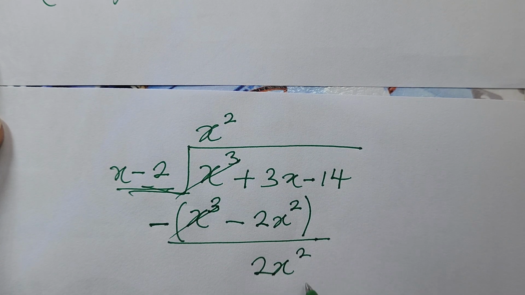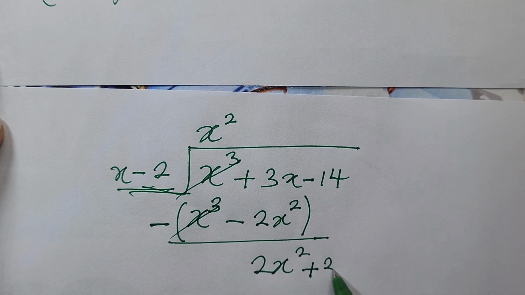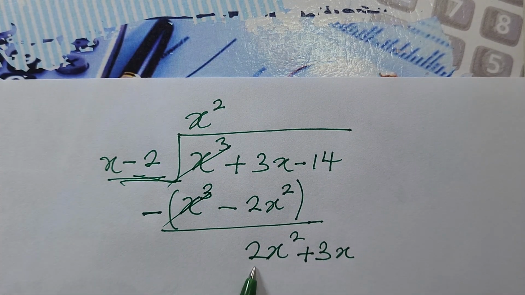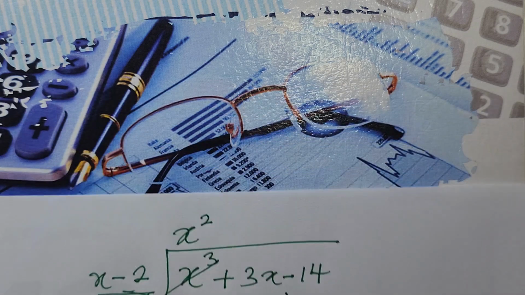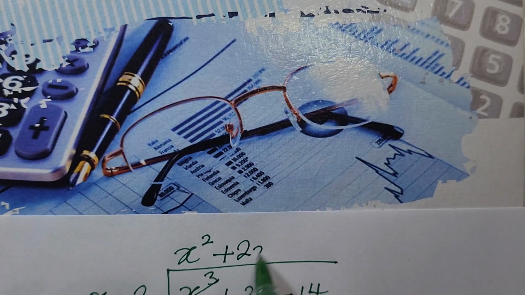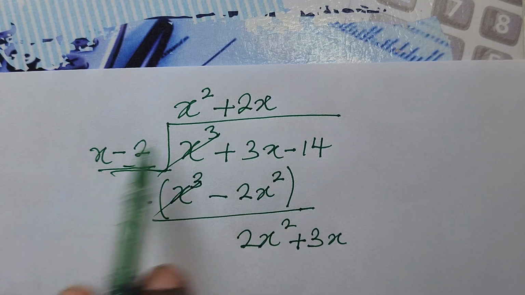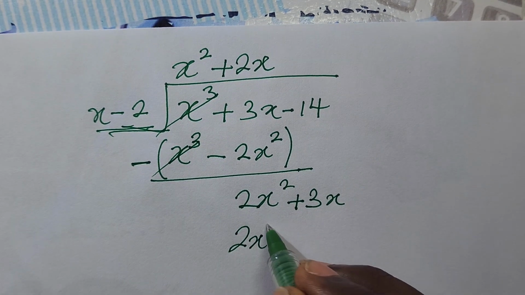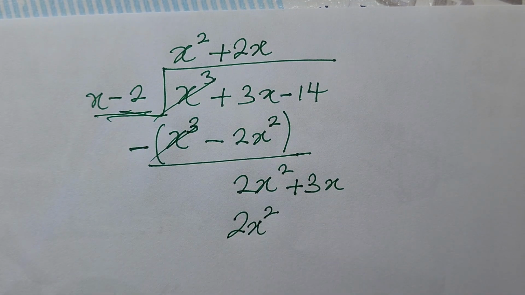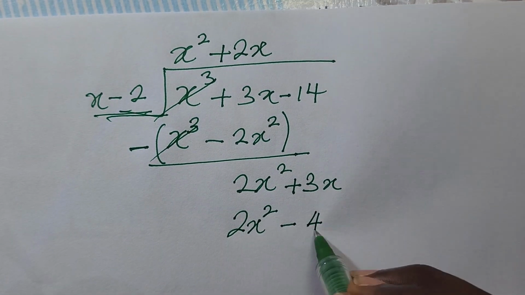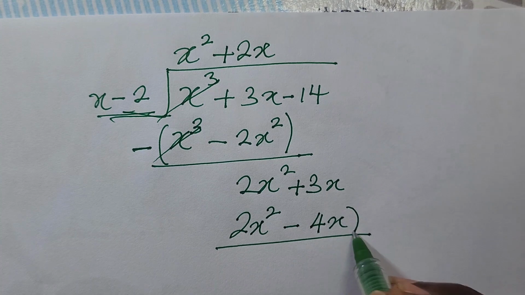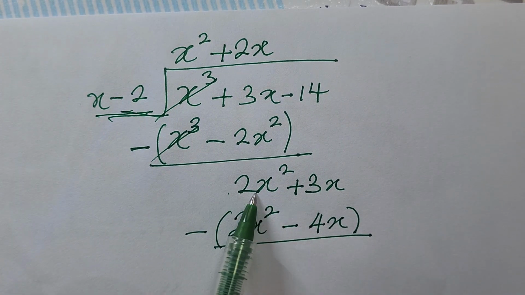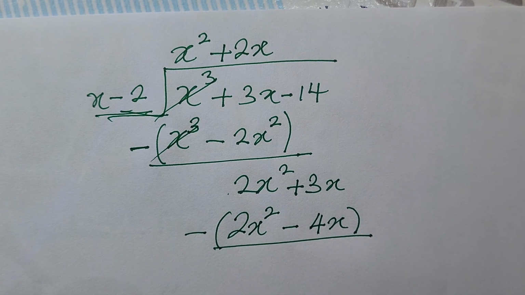We bring the next term down, which is our plus 3x. Again, we now use this to divide this. So x divide 2x to the power of 2. This will give us plus our 2x here. So let's use this to multiply everything here. This will give us here 2x to the power of 2. Then this time this will give us minus our 4x here. We roll up again and we subtract. Then we have plus 2x to the power of 2 minus 2x to the power of 2.